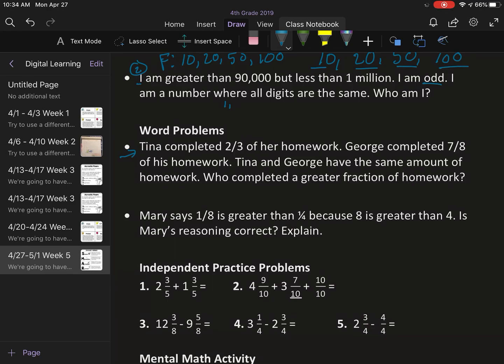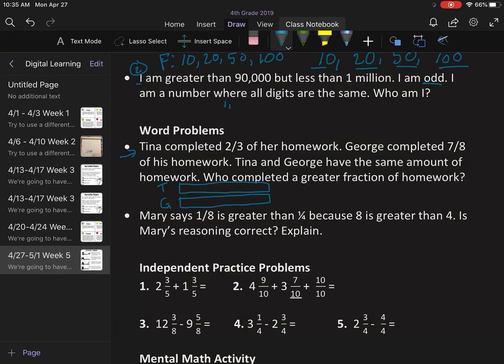Well, our key thing is they completed the same amount. So that means I need 2 bar diagrams that are the same length. Maybe it was 2 pages, maybe it was 3 pages, but they completed the same amount. So this first one is Tina. The next one is George.